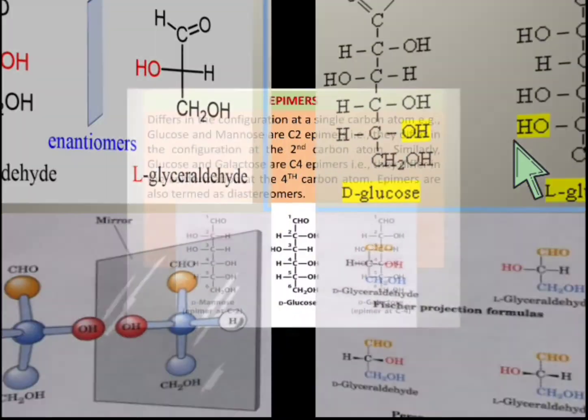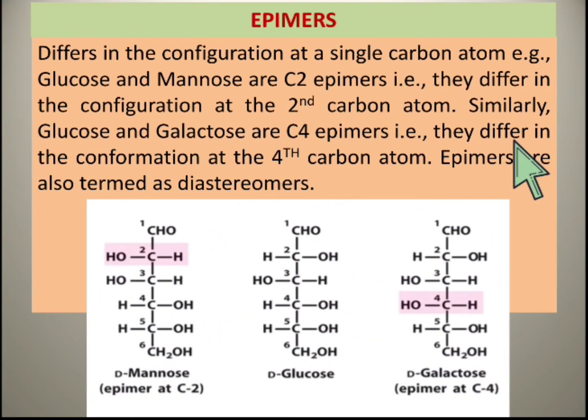So the next topic that we will talk about is epimers. Epimers are isomers which differ in the configuration at only a single carbon atom. That means all other carbon atoms are similar. The arrangement of the atoms is similar, but they differ from each other only at a single carbon atom.